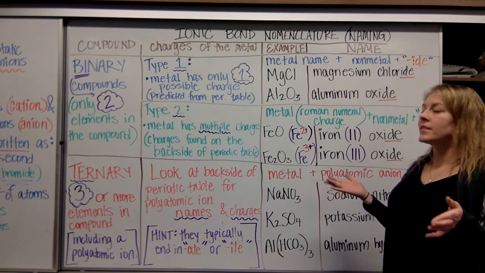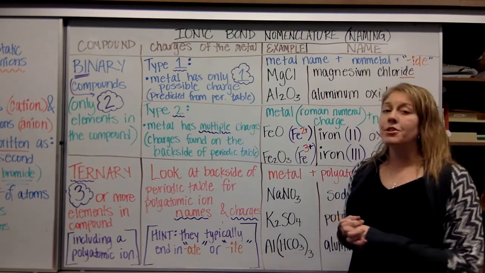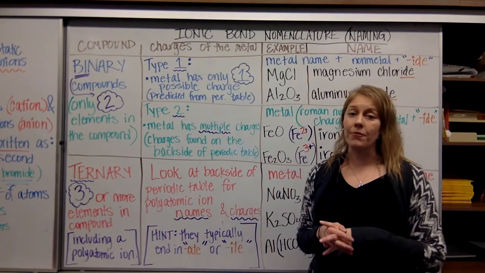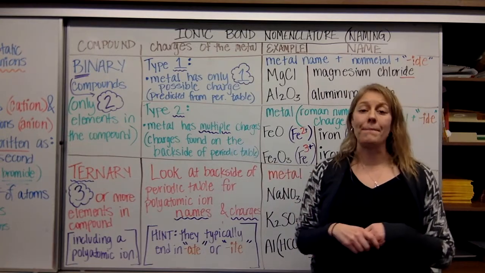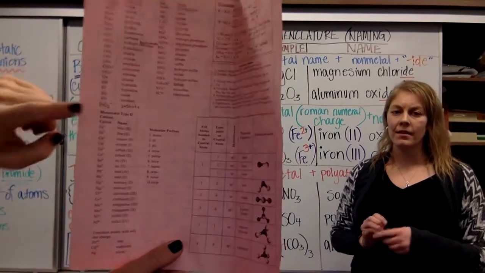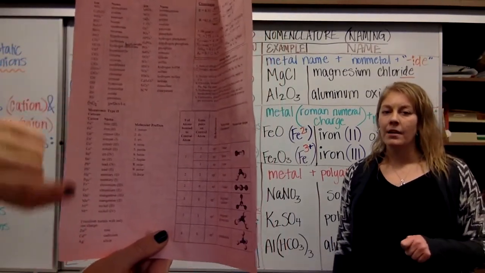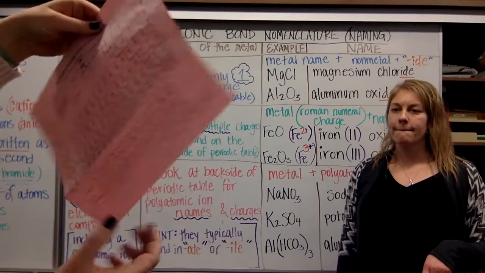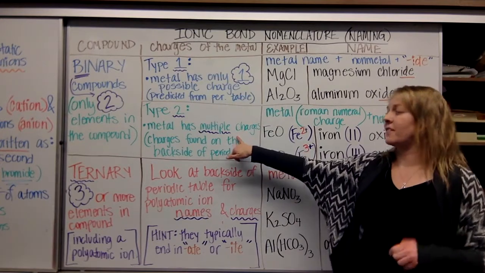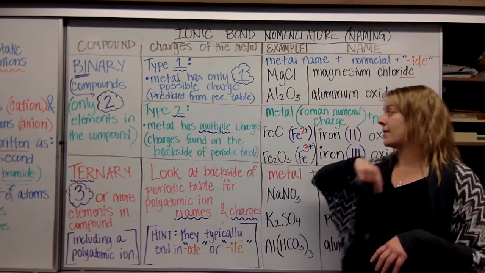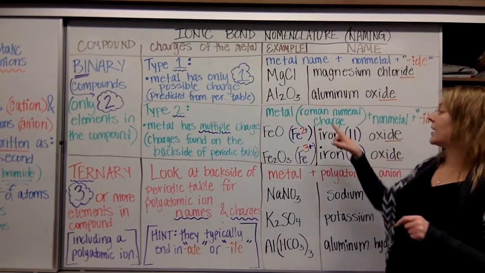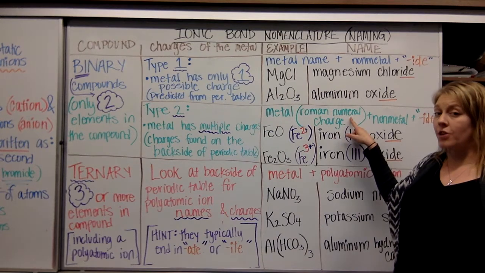Okay? Now, type 2 is a little different. Type 2 metals have multiple possible charges. These are not ones that we predict from the periodic table. We have to find them on the back side of the periodic table, and Ms. Thomas will show you those. You'll notice they are all our transition metals. So they have multiple charges, so we have to use the back of the periodic table to actually name these. These are named the same exact way as type 1, with the exception of adding in a Roman numeral that indicates the charge of the metal.